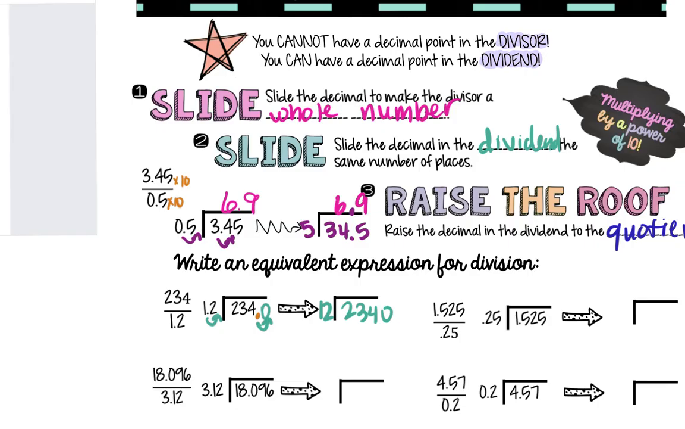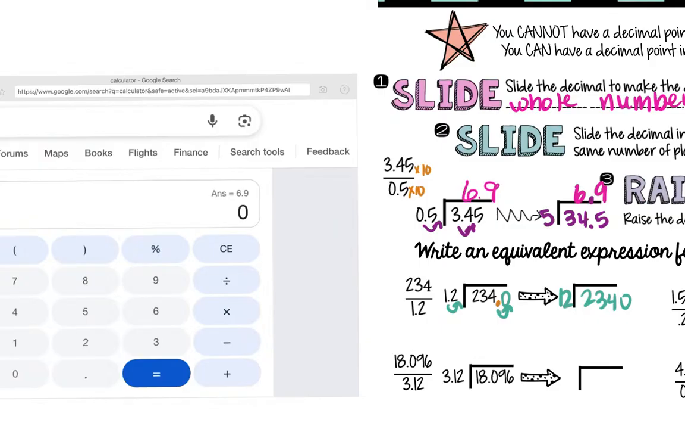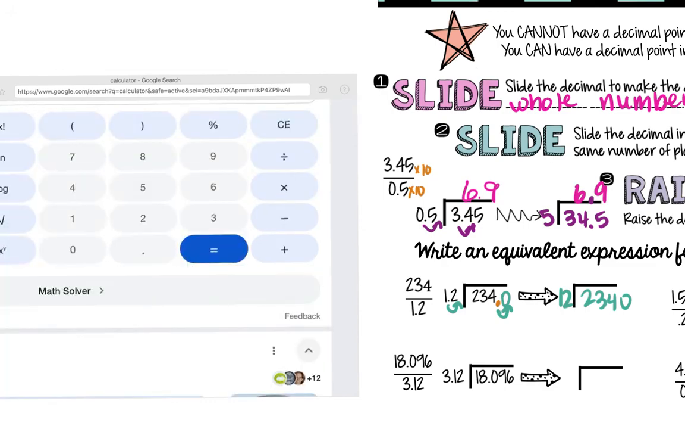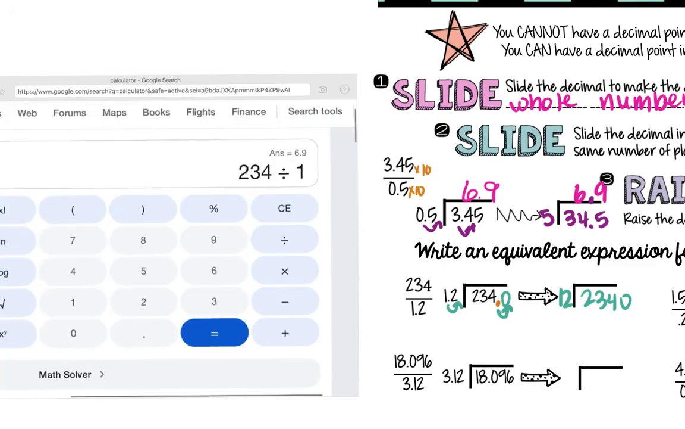Well, let's check. So first I'm going to do 234 divided by 1 and 2/10. Let's try that again, 1 and 2/10. And I get 195. So that's 195. So is 2,340 divided by 12 the same thing?